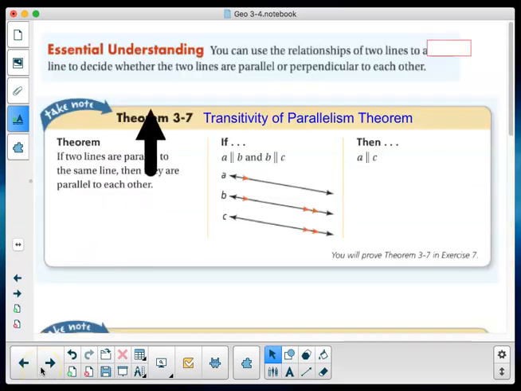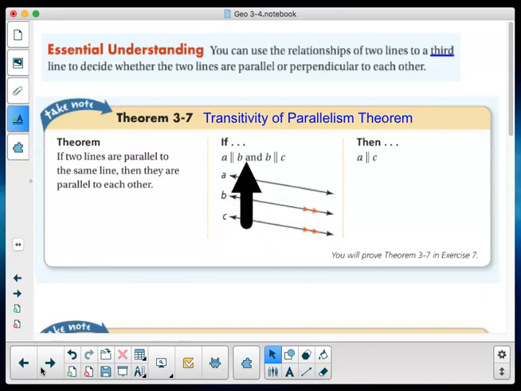Now, essential understanding. You can use the relationships of two lines to a third line to decide whether the two lines are parallel or perpendicular to each other. So, in Theorem 3.7, the transitivity of parallelism theorem, or transitivity of parallel lines, we're looking at a theorem. If two lines are parallel to the same line, then they are parallel to each other.